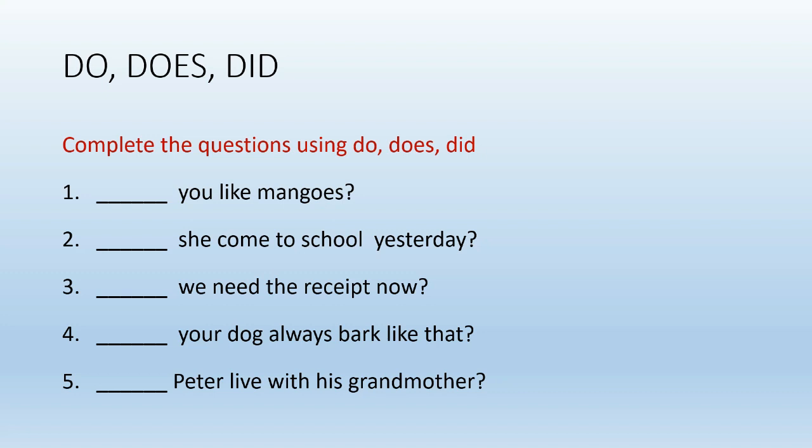Do, does, did. We already discussed when you should be using do, does and did. Do is usually used before the subject which is first person singular or plural, second person singular or plural, and third person plural. And when is does used? Does is used only with third person singular. And when is did used? Did is used with all the first person, second person, third person singular and plural.